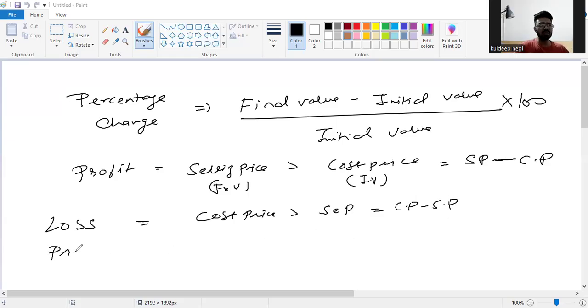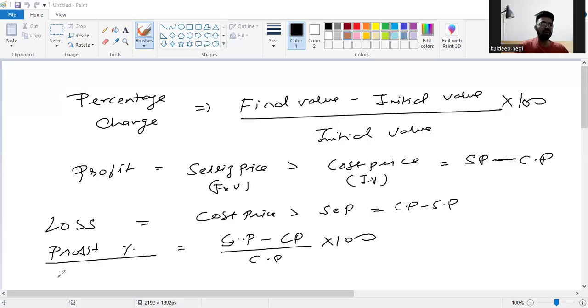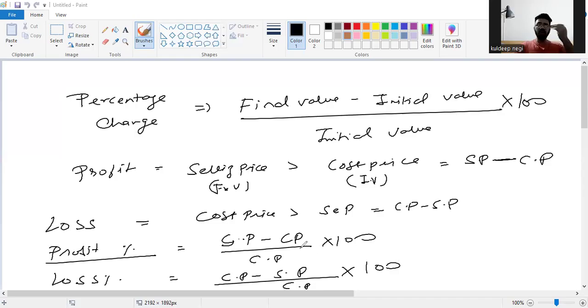Profit percentage. If you want to find the profit percentage, you have to do SP minus CP upon CP multiplied by 100. And if you want to find the loss percentage, you have to do CP minus SP upon CP multiplied by 100. Some very important formulas related to percentage. I have written all of them here only.